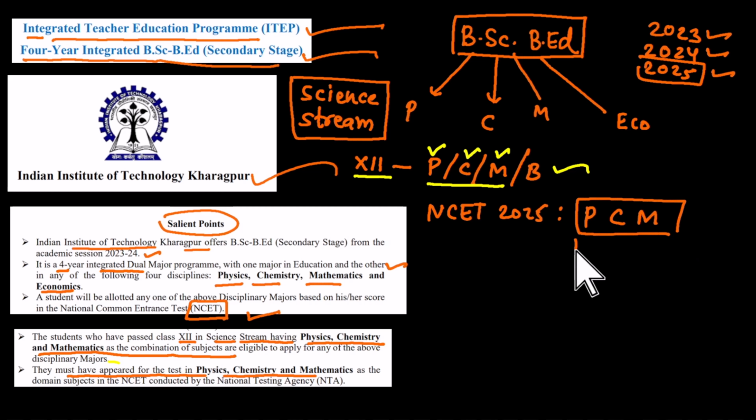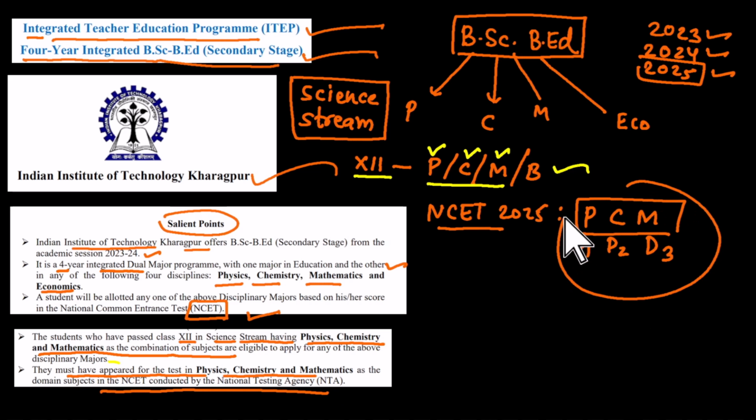That means your domain 1 should be physics, domain 2 should be chemistry, domain 3 should be mathematics in any of the orders. Okay, but you should have only these 3 domain subjects in NCET. This is for IIT Kharagpur. So is this clear, friends? That if you want to get admission into IIT Kharagpur, in NCET you have to select physics, chemistry and maths as the domain subjects. Plus in class 12th you should be a science student having physics, chemistry, maths in your 12th standard.